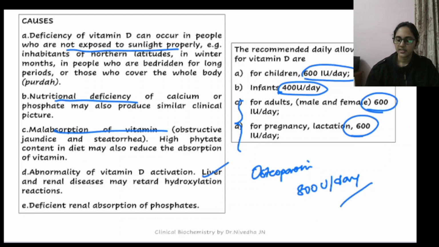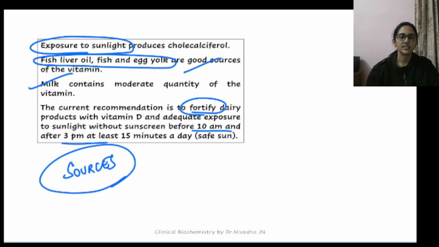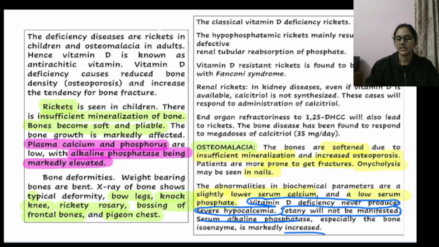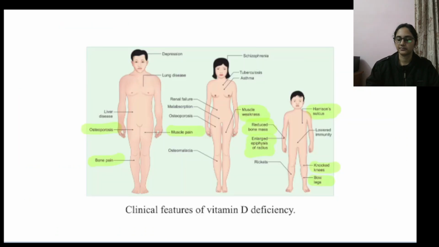And liver disorders and renal disorders. So that will also retard the activation and synthesis of the active vitamin D. So that is also a cause of this. And deficient renal reabsorption of phosphate. So these may be the causes of vitamin D deficiency. Yes. So this is about your vitamin D deficiency.